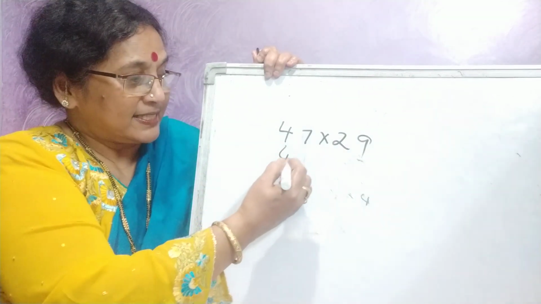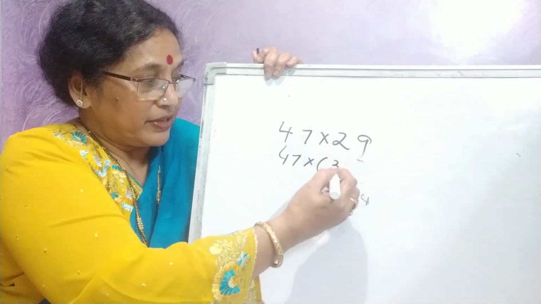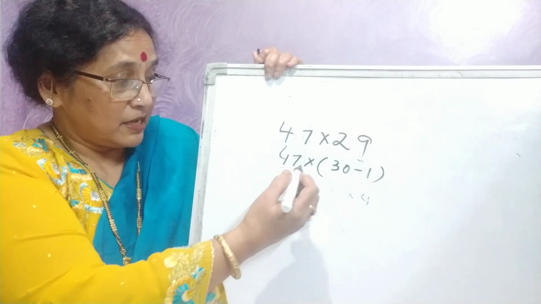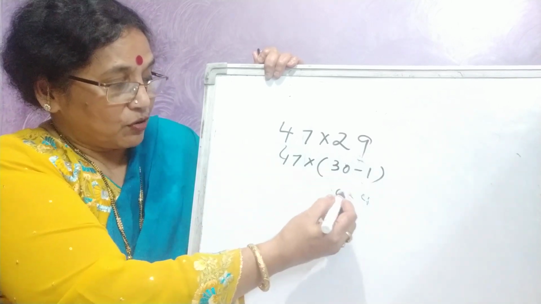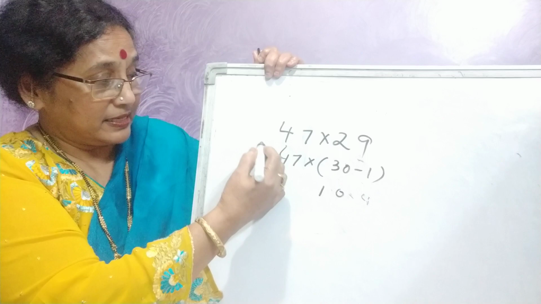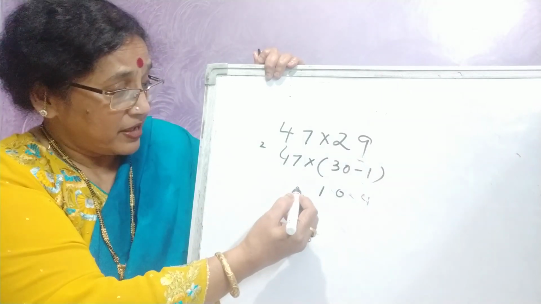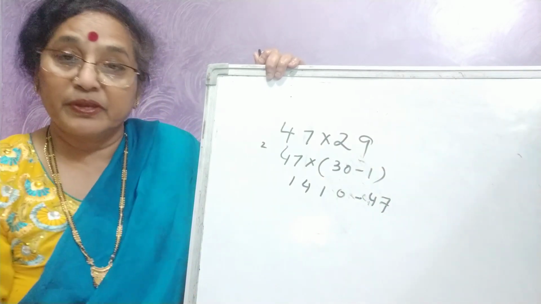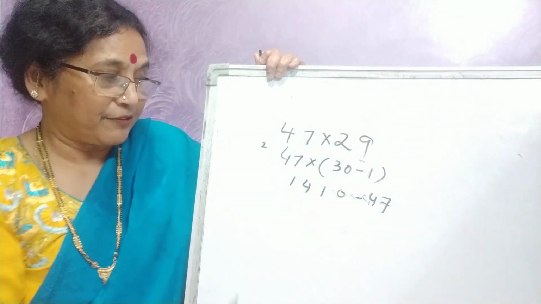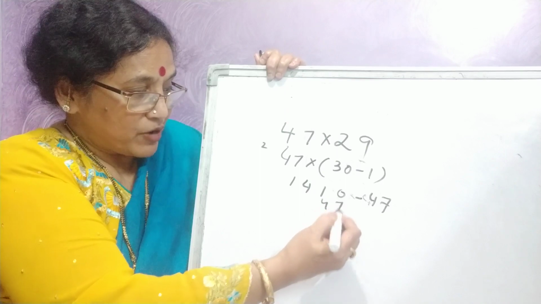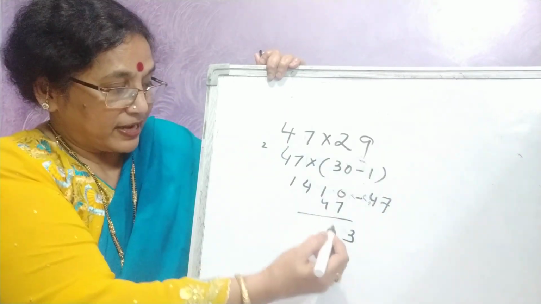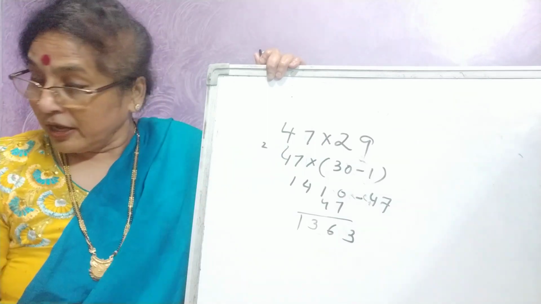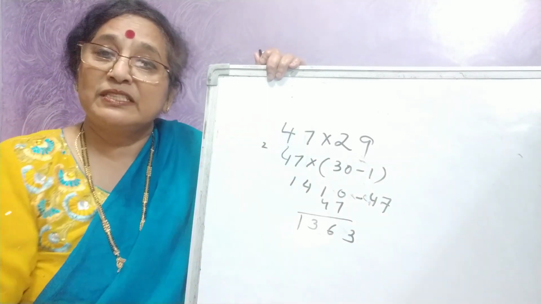So here, 47 into 30 minus 1. You can do that. You multiply 0, 3 7s are 21, carry 2, 3 4s are 12 and 14, and then minus 47. So now you subtract 47, you get a 3, and you get 6 and 3 and 1. You can do this. Or you can also do 50 minus 3.